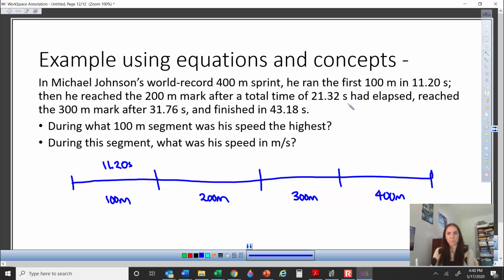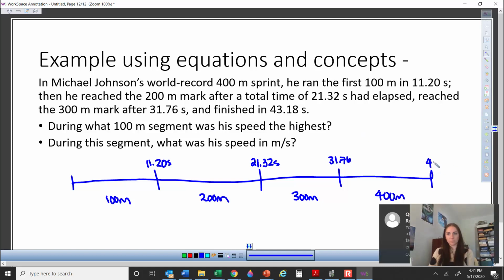Okay, so that's fun. That actually means that instead of doing it like this, I'm going to do it like this, because it's giving us total time, not segment time. Notice the difference, right? I'm here at 11.2 seconds. I'm here at 21.32 seconds total time. And when you reach this, he's at this point. And then finished here. And this of course would be 0 time, right?